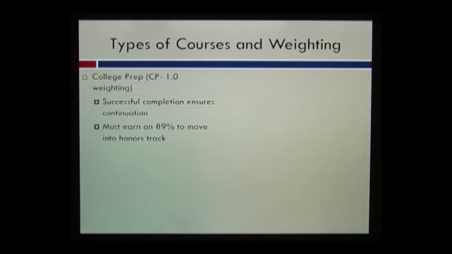Now I'm going to spend some time talking with you about the types of courses. First up are the college prep courses. In order to go from one college prep course to the next, you need to just make sure that you complete the course successfully at the end of each year. If you decide that you want to move into the honors track, you must maintain an 89% or better in order to move into the honors track.